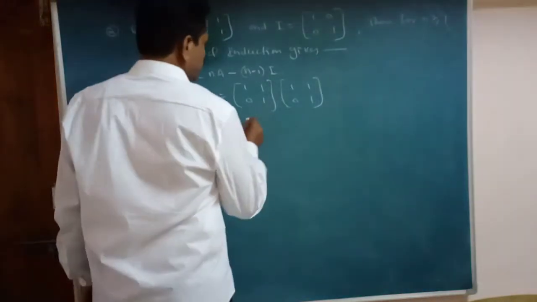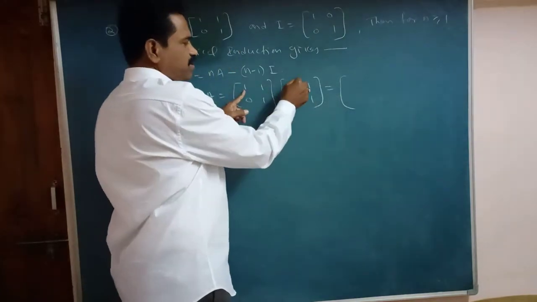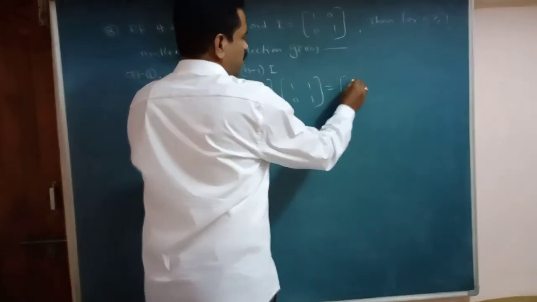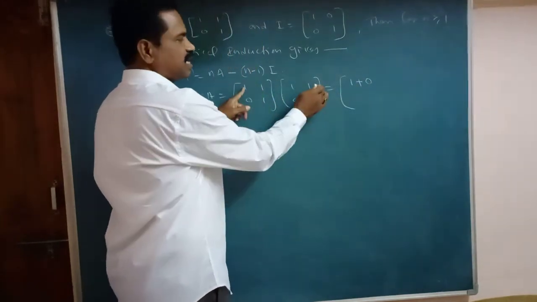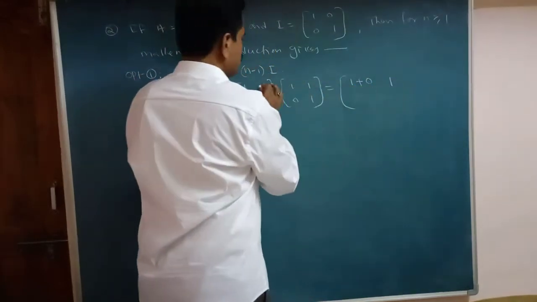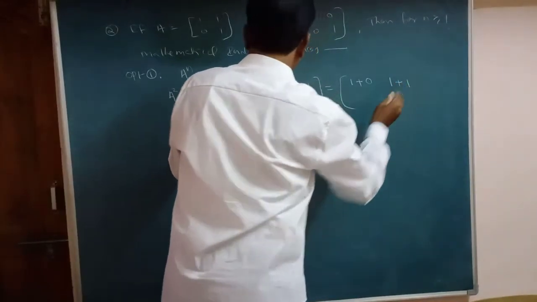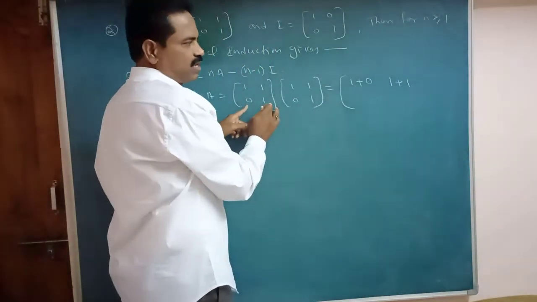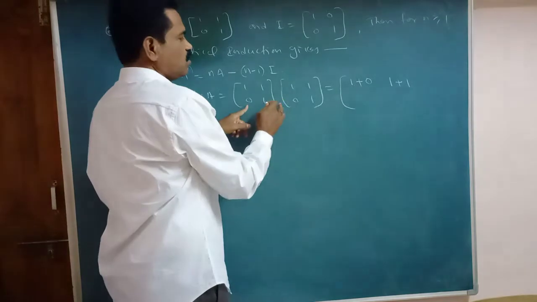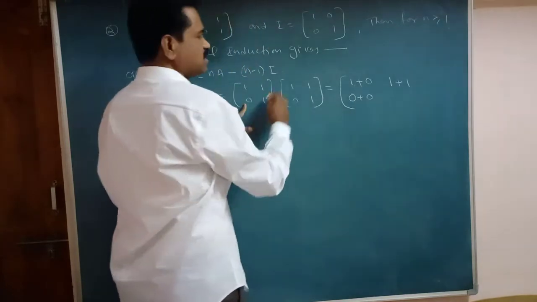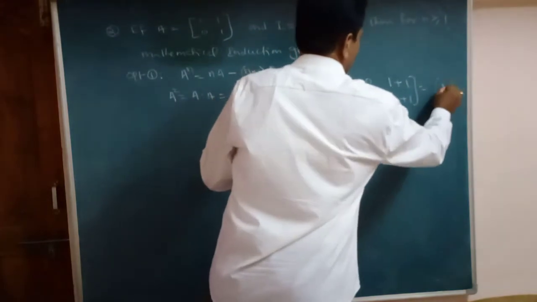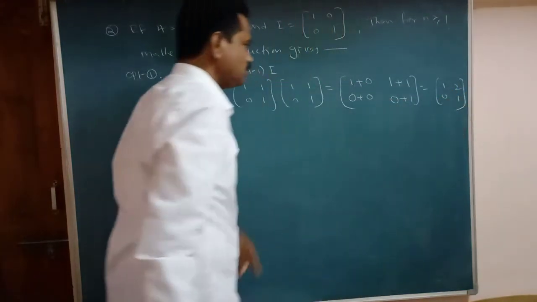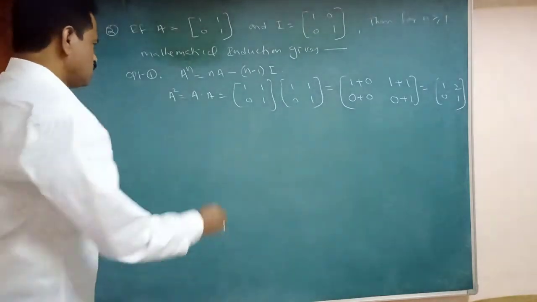So first row multiplied with first column: 1 into 1 is 1, plus 1 into 0 is 0, so 1. Next, second column: 1 into 1 is 1, 1 into 1 is 1, so 2. Next, the second row with the first column: 0 into 1 is 0, 1 into 0 is 0. Next, second column: 0 into 1 is 0, 1 into 1 is 1. So this gives [1, 2; 0, 1].